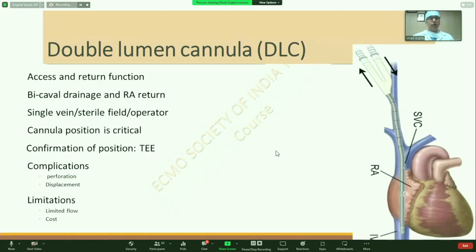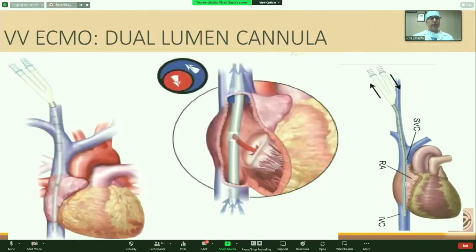So you have to confirm the position, sometimes by using transesophageal echocardiography. So placement is a bit difficult. There is a risk of displacement, and sometimes while placing you can cause a perforation. The flow is limited and definitely it is costly.